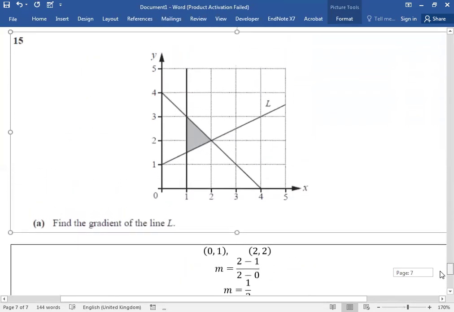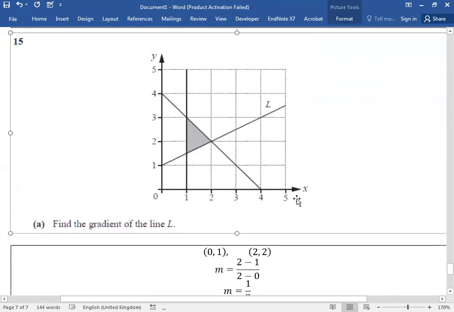Okay, what is the other line? These are the 2 lines. We can either plug in a point and find C, or we can directly look at C from the graph. C is the y-intercept. What is C in this graph? Where is the line cutting the y-axis? At 1. What about the third line? What is the third line? This line, x is equal to 1.